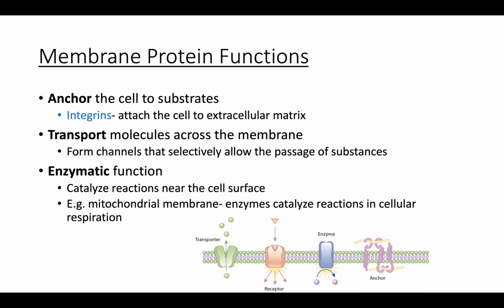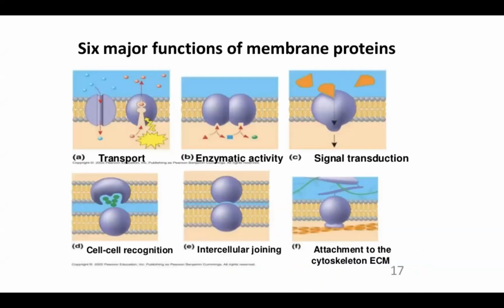And then we also have integrins, which are proteins that assist in anchoring the cell to other substrates. So there are several different functions of membrane proteins depending on what needs to happen. We've got transport proteins, enzymes, proteins that play a role in signal transduction, cell-cell recognition, joining or anchoring, also anchoring or attaching to the extracellular matrix.